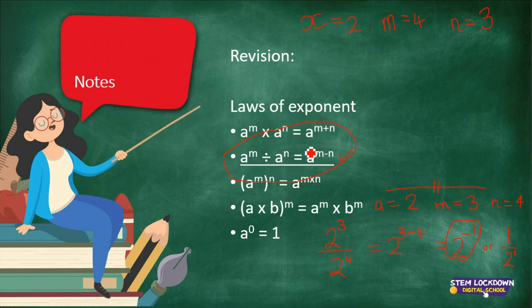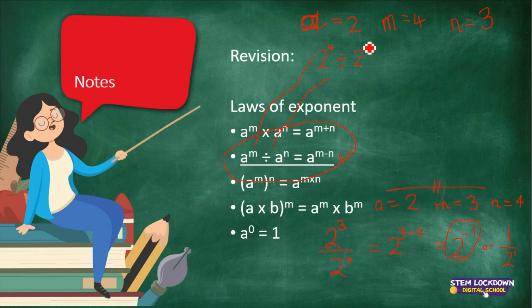Let's prove that. Let me first start with the left-hand side. Here, this is A, and A is 2. So I say 2 to the power 4, divided by, there's a division sign, A to the power N. What is my A? A is 2. What is my N? N is 3.